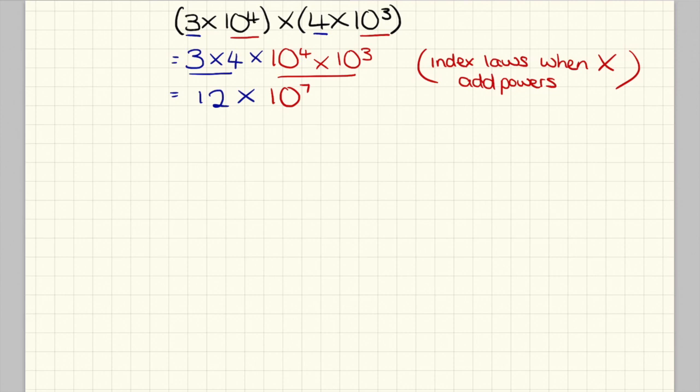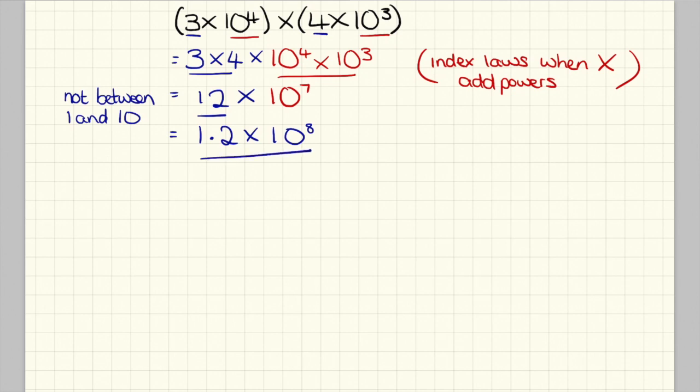But this isn't standard form yet, because 12 isn't between 1 and 10. So we need to change the place value by dividing by 10. So we've got 1.2 times 10 to the power 8. And it's to the power of 8 because we need to move it one more place value than we did before.